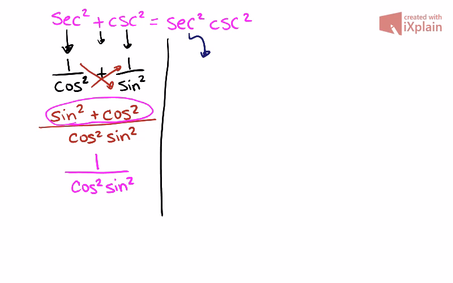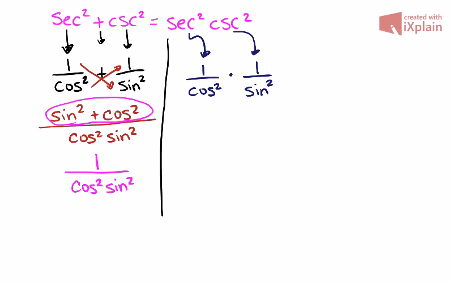Secant, we've already worked it out on the left side. Secant is 1 over cosine. Since the secant is squared, I'm going to square the cosine as well. Multiplying, because there's no sign in the middle of the trig functions. Cosecant is 1 over sine. Since the cosecant is squared, I need to square the sine.